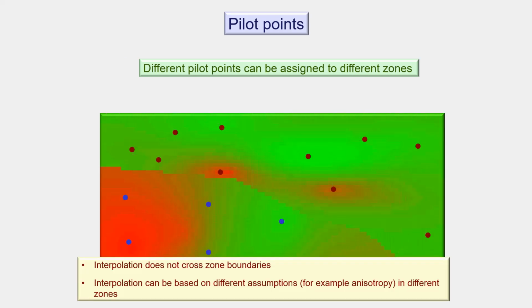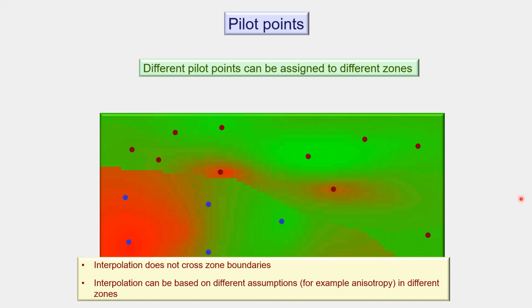Now, just because we're using pilot points doesn't mean we can't also use zones. We can ascribe pilot points to different zones. So in this picture, the brown pilot points are ascribed to this upper zone, the blue pilot points are ascribed to the lower zone. Interpolation doesn't cross zone boundaries, so cells in this part of the grid are not informed by pilot points in the other zone if we tell the interpolation process that this is how it's done.